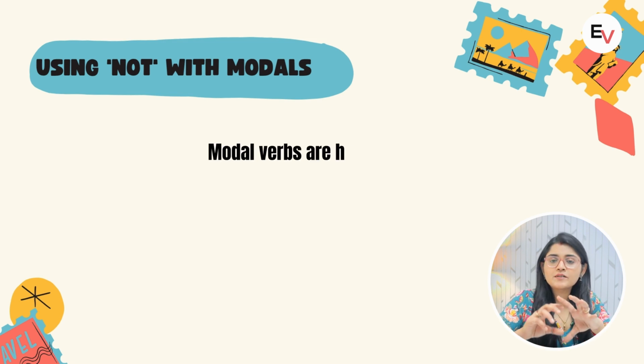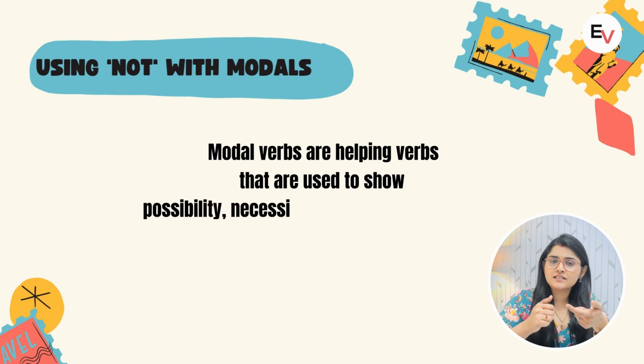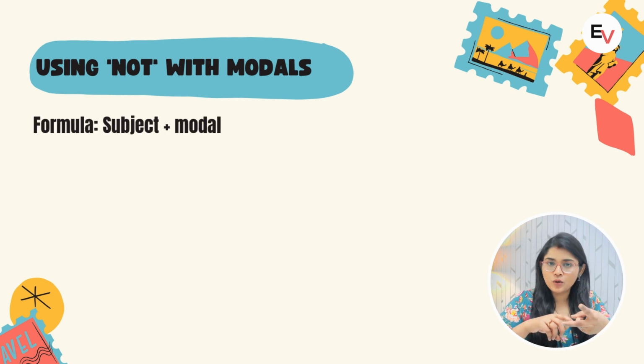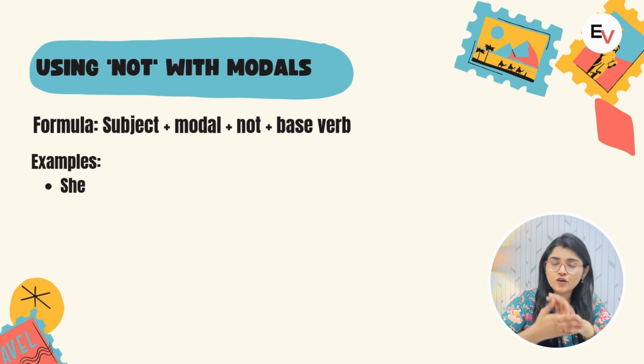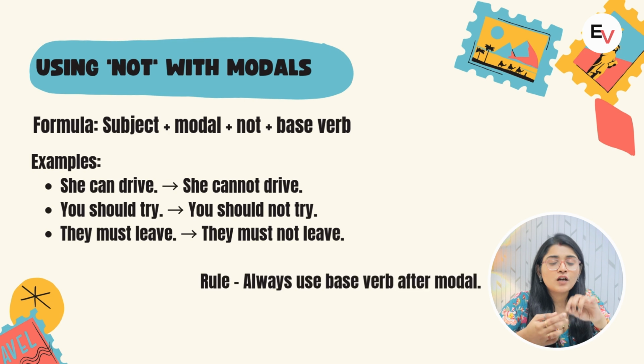Now, modal verbs are helping verbs that are used to show possibility, necessity, permission of an action. So, the formula here would be subject plus modal verb plus not plus base verb. For example, she cannot drive. You should not try. They must not leave. Now, here's a simple rule to follow. With modal verbs, we always use the base form of the verb.